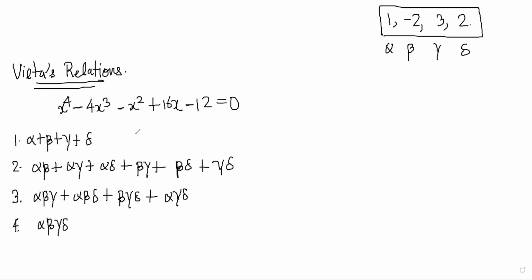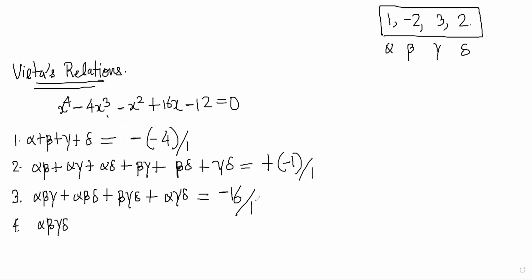By just looking at the equation, not looking at the roots, you don't know the roots right now. So by just looking at the equation, I can say minus of minus 4 by 1, and positive of minus 1 by 1, then minus of minus 16 by 1, and plus of minus 12 by 1, right? Now, this is what my predictions are from Vieta.